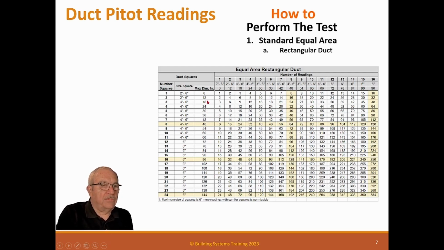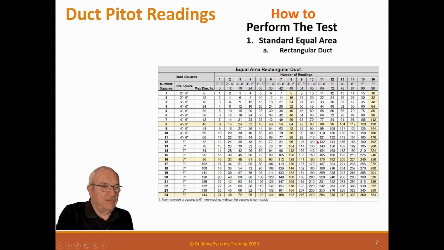And it tells you if you've got a 6-inch duct and it's 1 square, which is 6 by 6, you can do 1 Pitot reading, right? Now you can also do more in a 6 by 6. You could do 4 readings. You could do 2-inch readings. So down here it says that if you want to use smaller squares, permissible. Larger squares are not permissible, but smaller ones are.